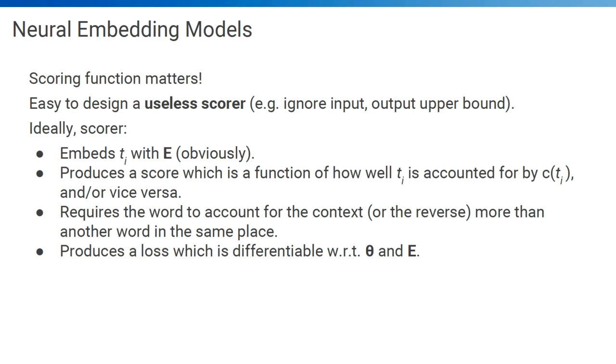So a leitmotif throughout the next few models we're going to study is exactly why the scoring functions that they implicitly define are useful. Ideally, your scorer is going to have to obviously use the embedding matrix that you're optimizing to embed T and produce a representation for it. And the score that it produces should be interpretable, ideally, as a function of how well that particular instance of the word is accounted for by its context or vice versa. So how well it reflects its use in a corpus of natural language, more so than, for example, if you replaced it with a random word from your vocabulary. And finally, because we're going to be estimating these representations using backpropagation or gradient descent, it'd be nice if the loss was differentiable with regard to the parameters of the model.